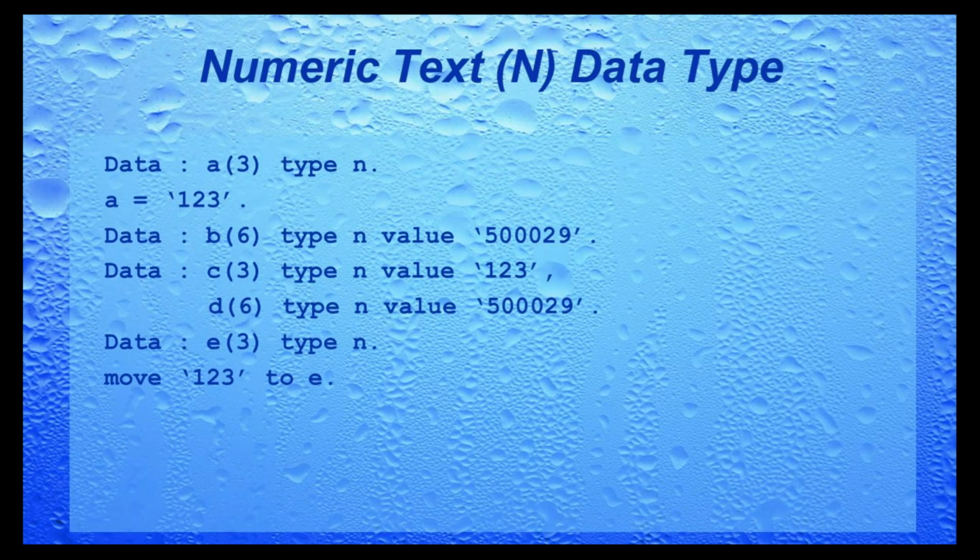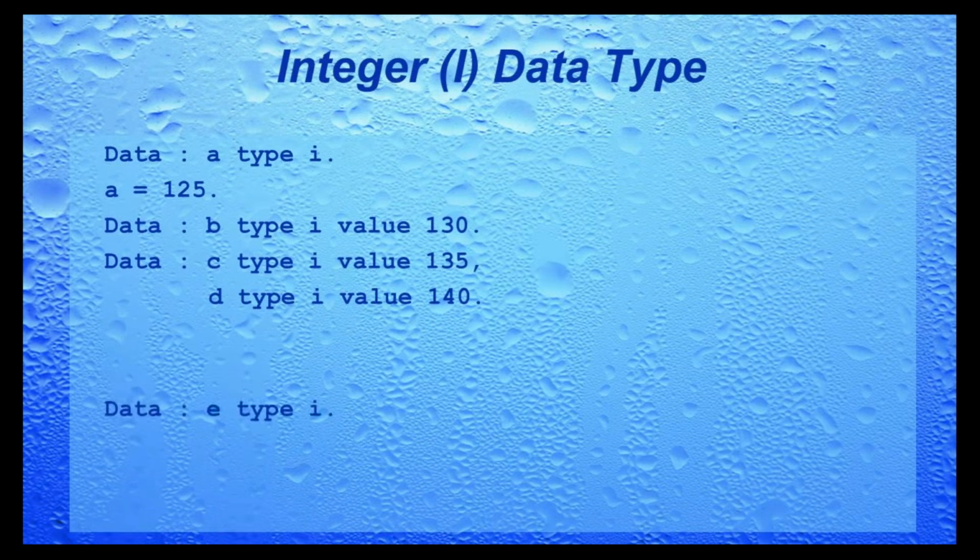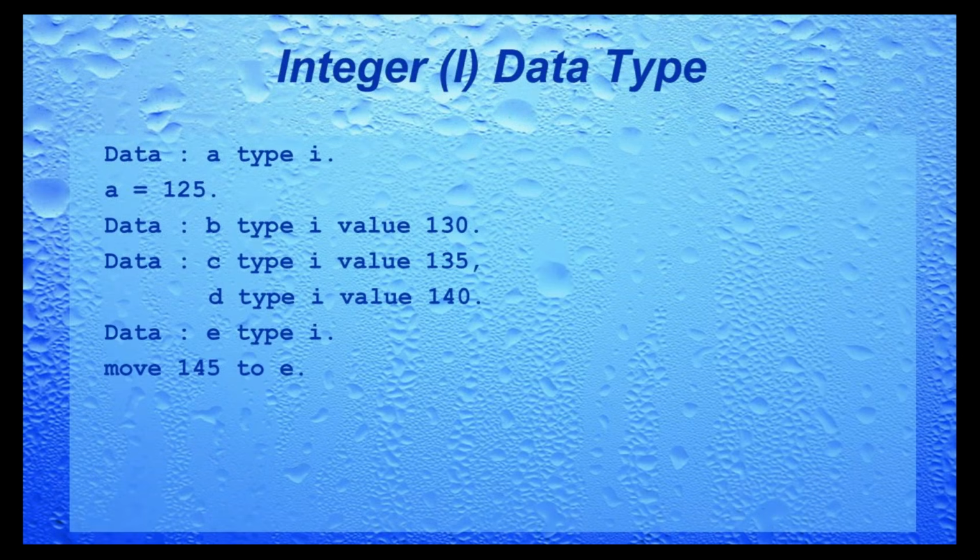So move 1 to 3 to E. We can write A is equals to 1 to 3, or move 1 to 3 to E. As we discussed, integer maximum length is 9, and it can entertain positive and negative numbers. A is equals to 1 to 5. You can put a minus, and the minus symbol you can keep either in the front of the number or at the end of the number. In the output, it will come at the end of the number only.